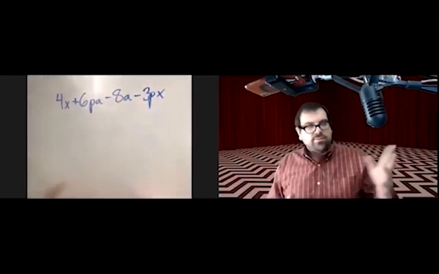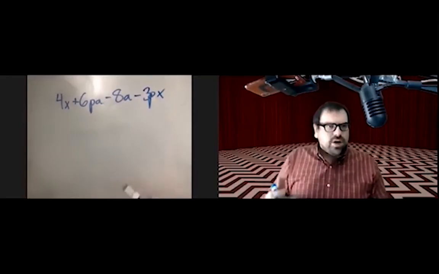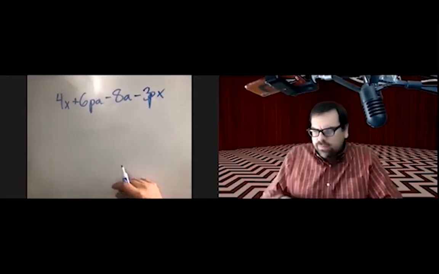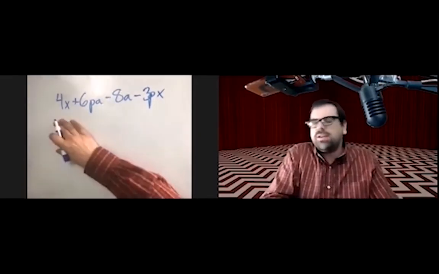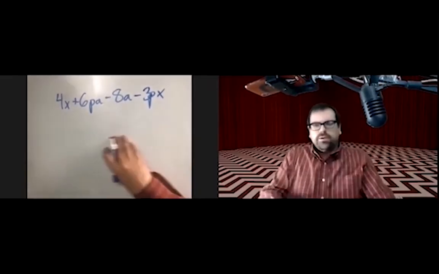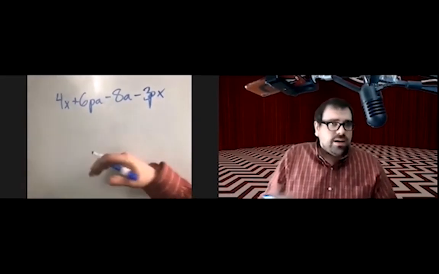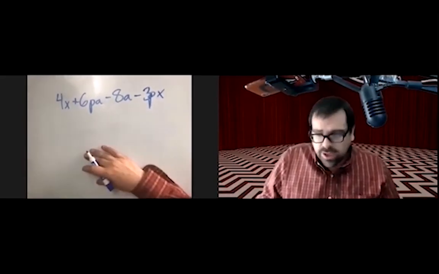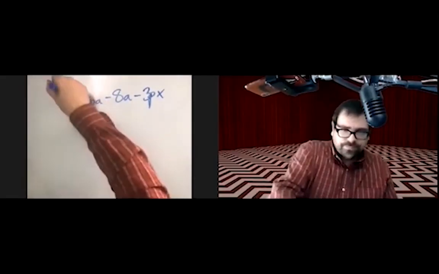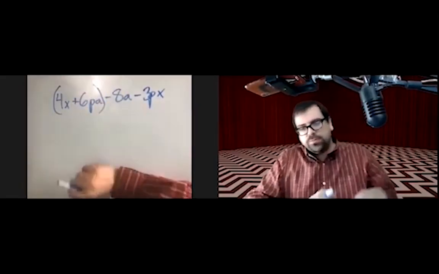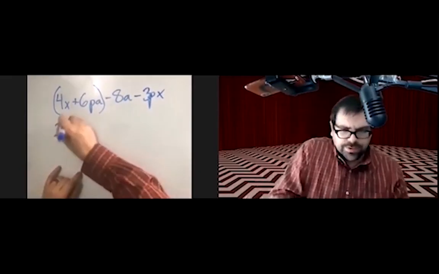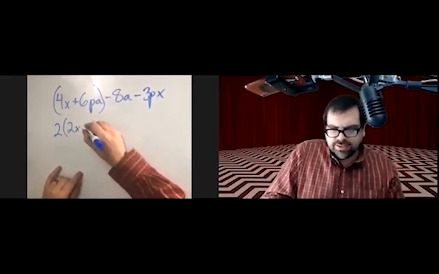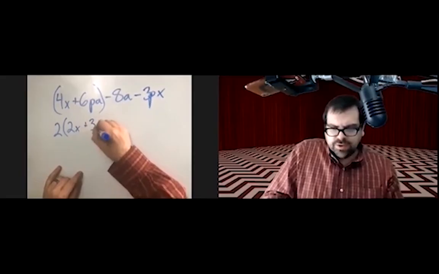4, 6, 8, and 3 don't have a factor in common to all of them. We don't have x's in everything. We don't have p's in everything. We don't have a's in everything. 4 terms, nothing comes out. Factoring by grouping is the only way to go. If I group these first two, all I can take out is a 2. And I'm left with 2x plus 3pa.